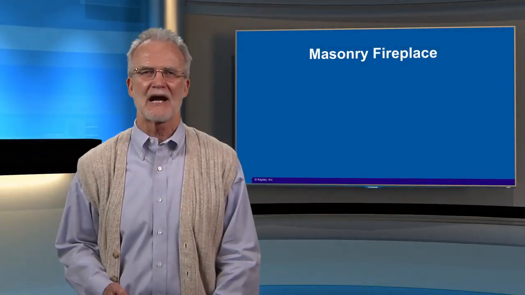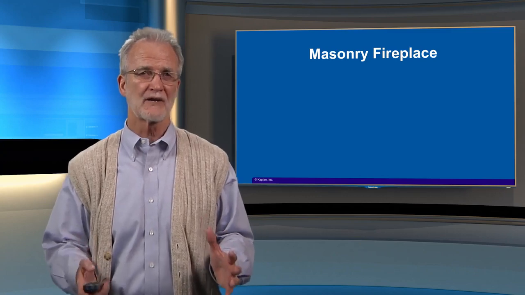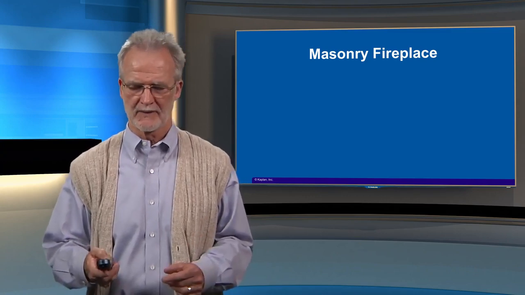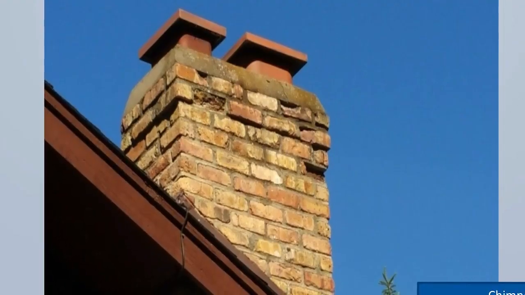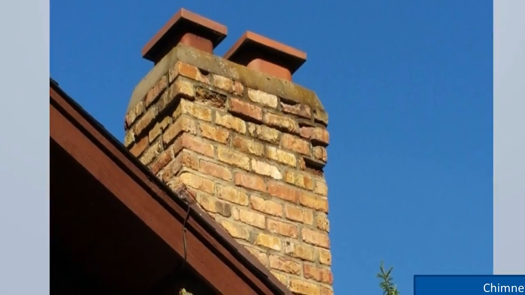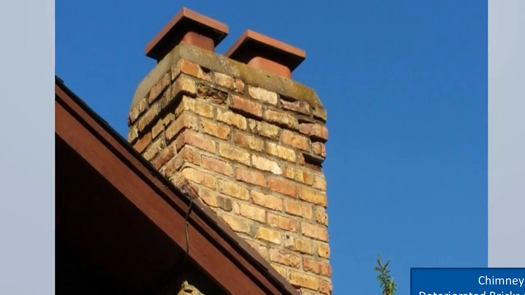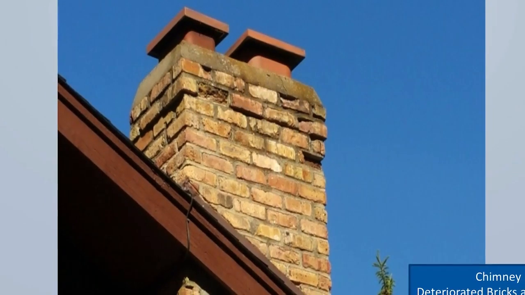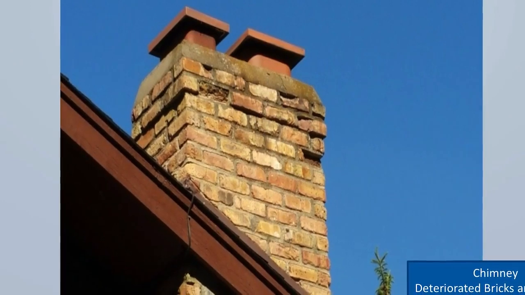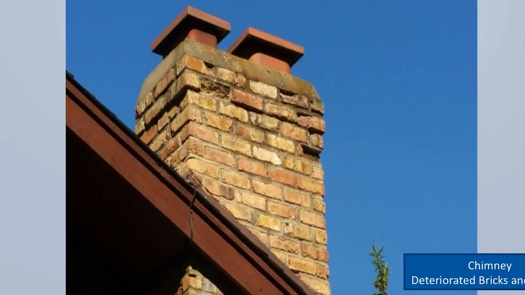Let's talk about how to inspect a masonry fireplace, one that's burning wood. Typically, the beginning of that analysis starts on the exterior of the building. Common materials are brick and stone. So what we want to pay attention to is the condition of the chimney, the bricks, the stone, the mortar. We also want to pay attention to the top of the chimney.